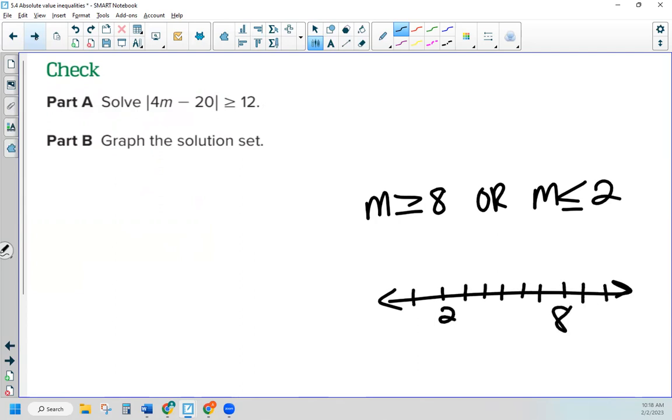Some little tick marks just for my sanity. Here we have a closed circle on both of these quantities. So at 2, I want numbers that are less than 2. So we're going to the left. We are shading to the right.